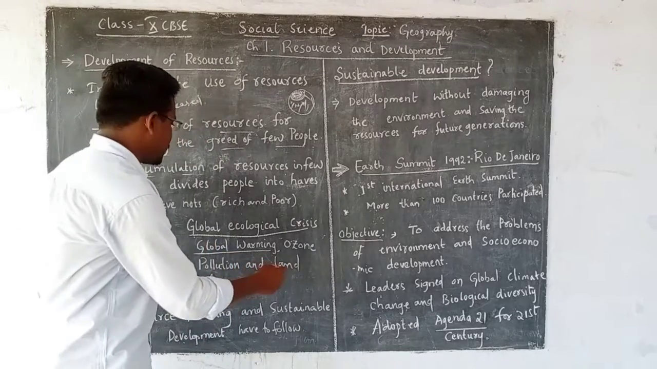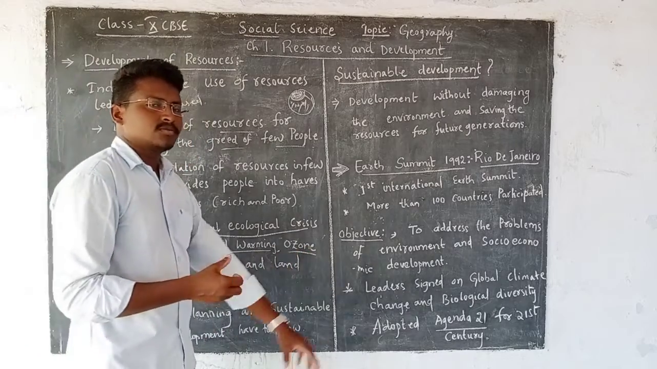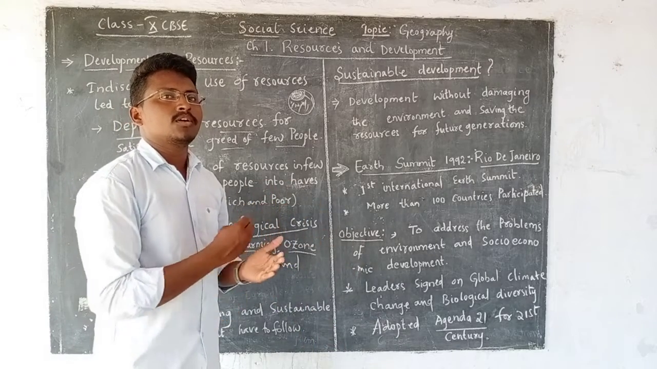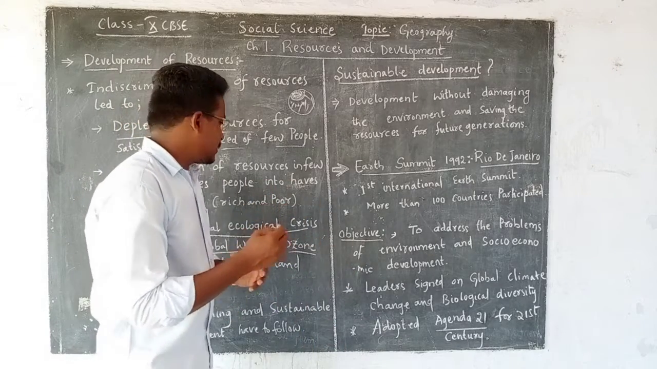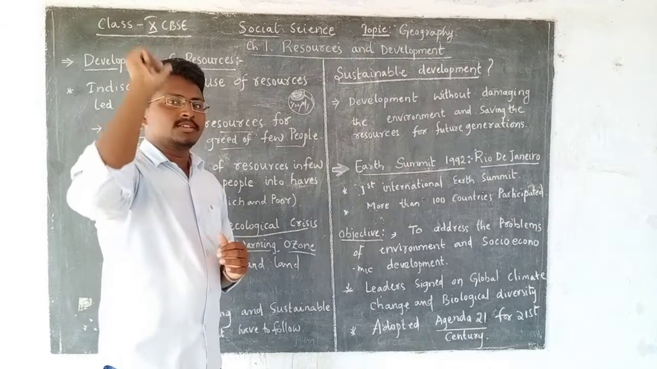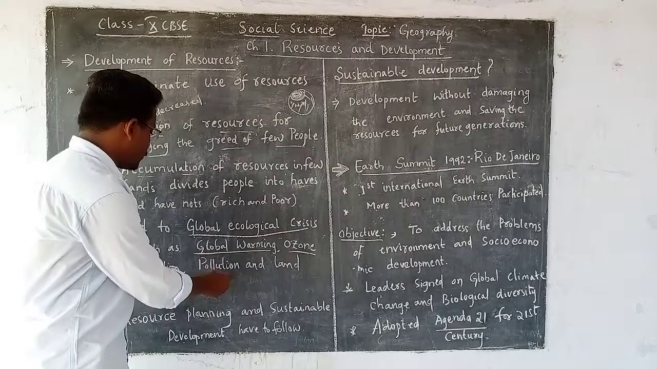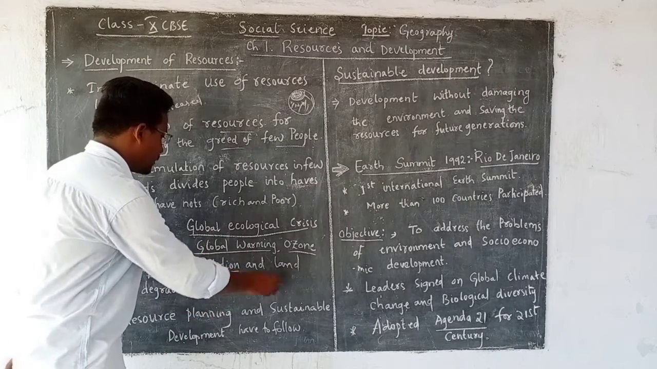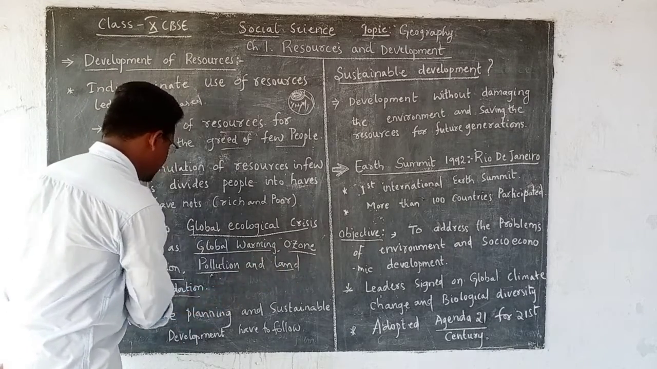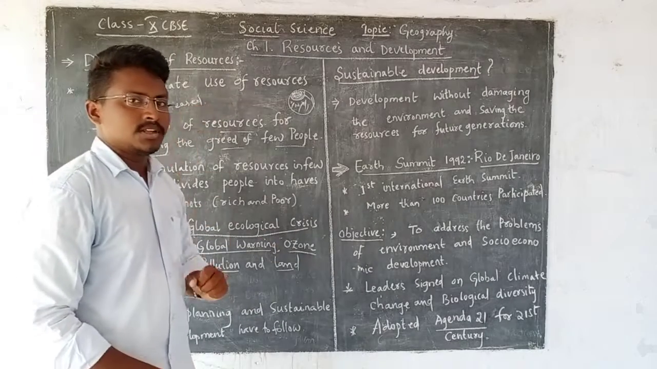Then the next thing is ozone layer depletion. Again because of overuse of resources, for example overuse of coal and petrol, it is leading to more and more heat, and that automatically leads to depletion of the ozone layer. And the very common problem, you all know, is pollution and land degradation, which is also happening due to this overuse of resources.